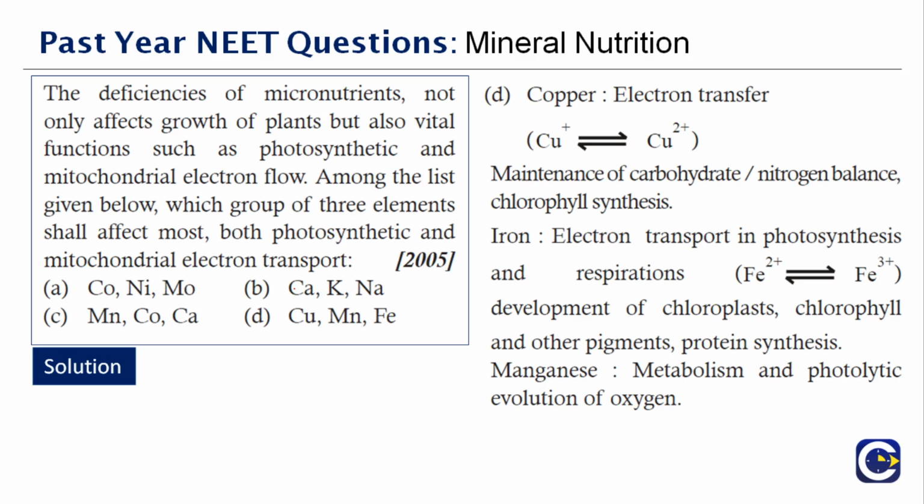Copper is needed for electron transfer. Iron is needed for electron transfer. Manganese is also needed for metabolism and photolytic evolution of oxygen. So the three important ones that I've mentioned, the activities are also to your right side. You can clearly see that copper is used in electron transfer. It is in the maintenance of carbohydrate nitrogen balance, chlorophyll synthesis. Then you have manganese, which is used in the metabolism and photolytic evolution of oxygen. Likewise, what is really required, if you see, is option D, copper, manganese and ferrous.